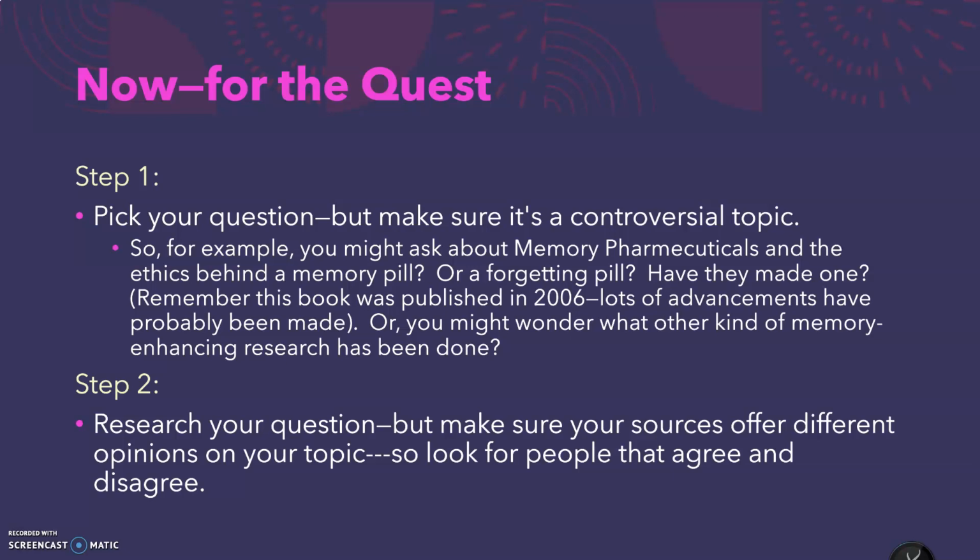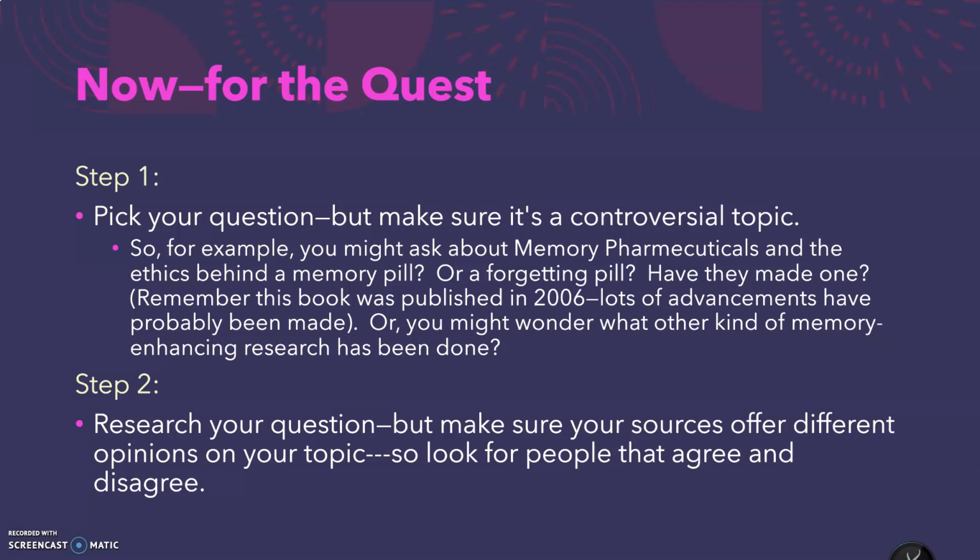You're probably going to see, when you do your research, people on different sides, people that are for these kinds of medications and people that are against them. That's why you need a controversial topic. You also might wonder what other memory enhancing research has been done since this book was published. But again, the topic should be controversial, where there are people that agree with what's going on and people that disagree.